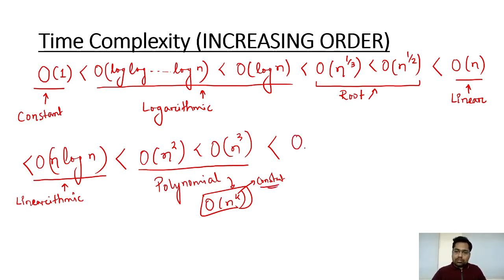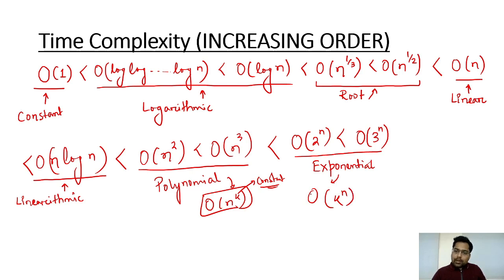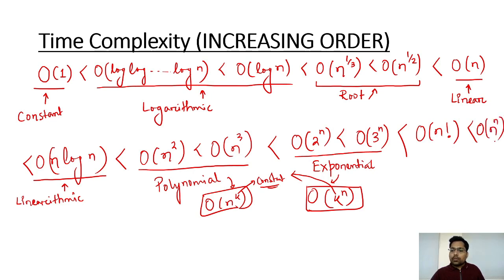Next, exponential: 2 to the power n, or 3 to the power n, like this. It is exponential. Okay, exponential could be represented as some constant to the power n. If you are writing a constant to the power n, that is called exponential. Next, we go to n factorial, and last is n to the power n.